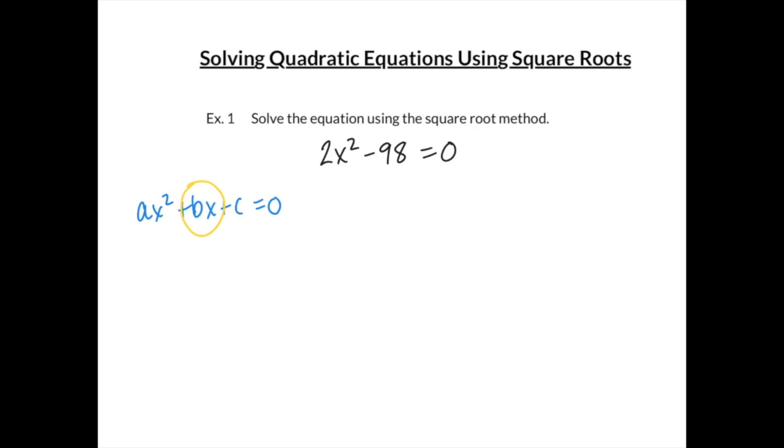When b is 0, there's no middle term or b term in your quadratic equation. This is when you're allowed to use the square root method. If your b term is not 0, this method wouldn't be an option.